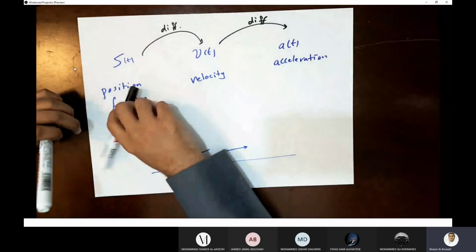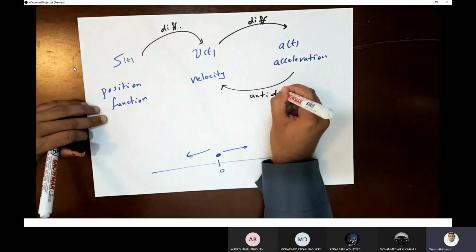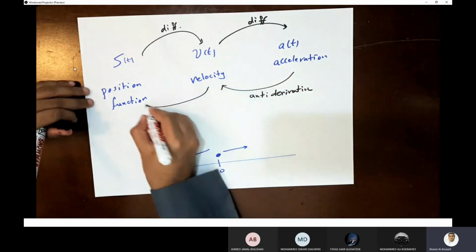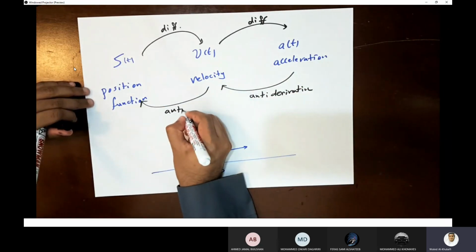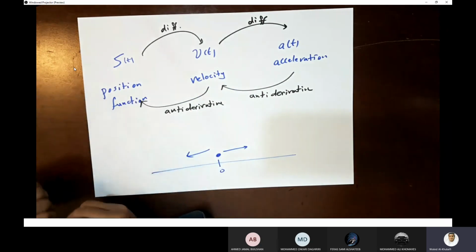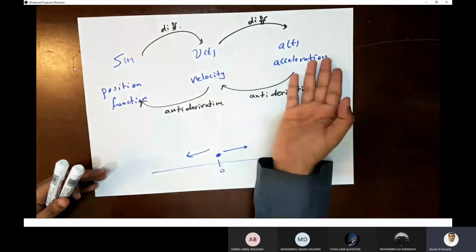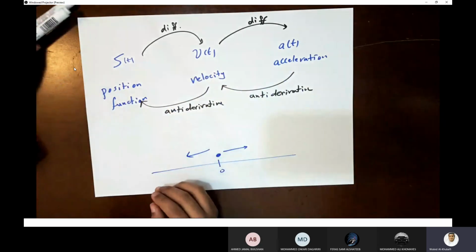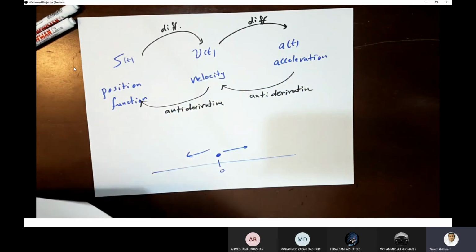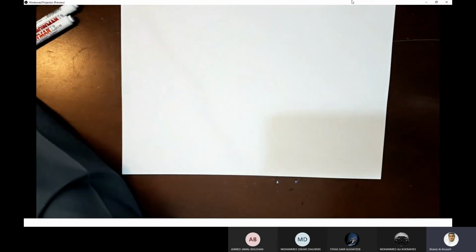Now, when I take the antiderivative of acceleration, it will recover the velocity. When I take the antiderivative of the velocity, you will recover the position function. So instead of saying f prime, f double prime, here he gave some terminologies that we're going to use exactly in physics. Right. Now let's go to our problem.